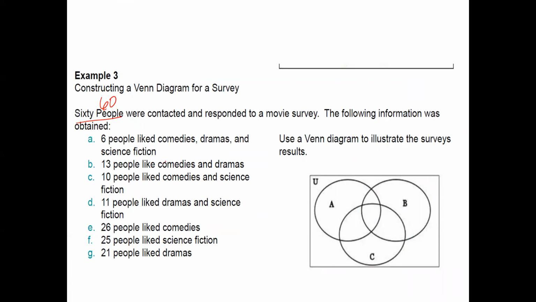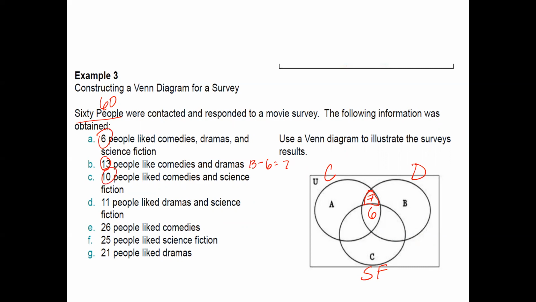So looking at this part right here, you have C for comedies, D for drama, science fiction for SF, okay? 6 people liked all 3 of them. So obviously the area where all 3 of them overlap is going to be 6. Next, it's given to you that 13 people like comedies and drama. So comedies and drama is going to be this little area right here. In order for you to get that area, you're going to have to take the 13 minus the 6, which is what they're overlapping, and that is going to give you a 7.